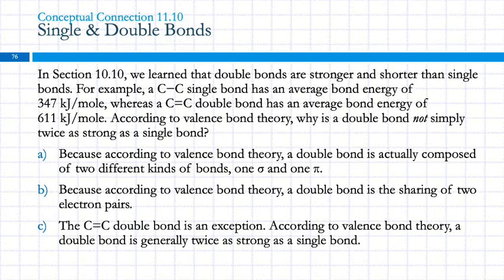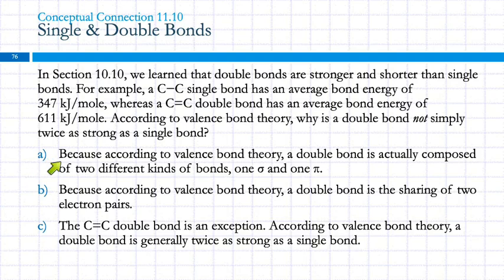This slide has so many words on it. So we learned that double bonds are stronger and shorter than single bonds. The example here is a carbon-carbon single bond has a bond energy of 347. A carbon-carbon double bond has a bond energy of 611. It's more, right? According to valence bond theory, why is a double bond not simply twice as strong as a single bond? Because 347 times 2 would be 694. So why isn't this twice as strong?